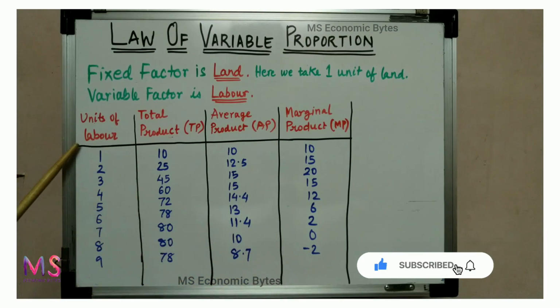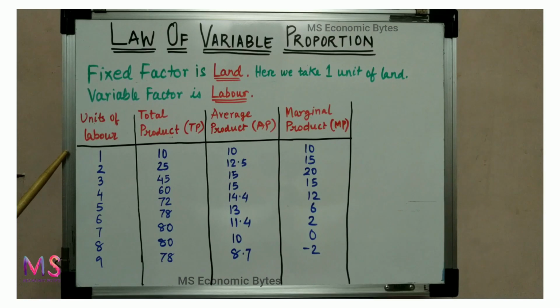The first column shows us the units of labor employed in the production process. That means the total amount of variable factors that are being employed in the production process, which is increasing. Then the next 3 columns show us the total product, average product and the marginal product. We are already familiar with this concept, but let us recall.